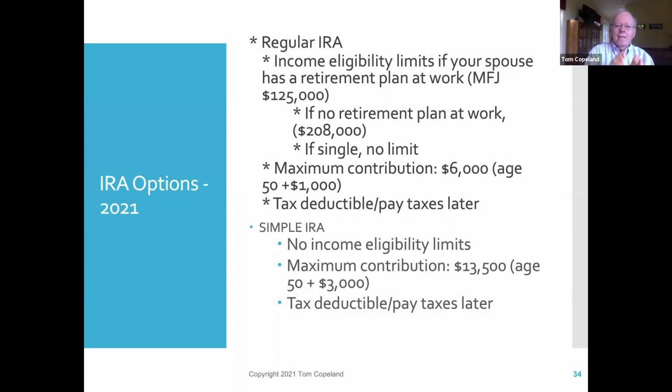The second example is a simple IRA. There's no income eligibility limits. You can make as much money as you want. Your husband can make as much money as he wants. The maximum you can contribute is up to $13,500 of your profit. Any contribution to an IRA cannot exceed your profit. If you're age 50 or older, you can contribute another $3,000. It's tax deductible. You pay taxes on it later, just like a regular IRA.